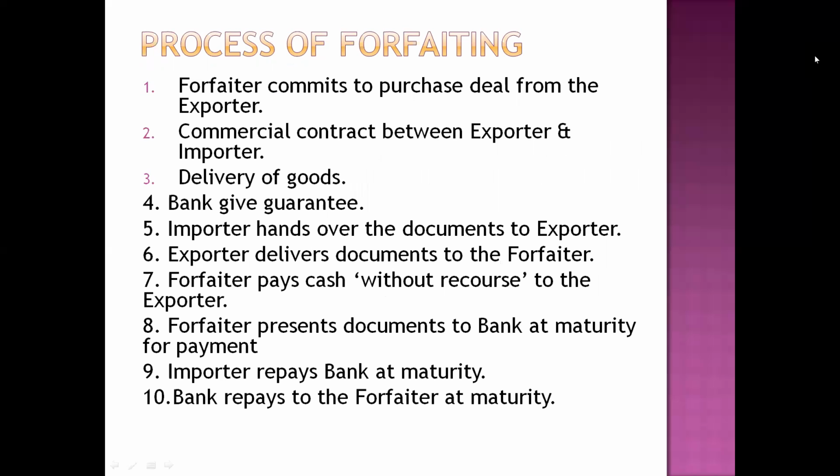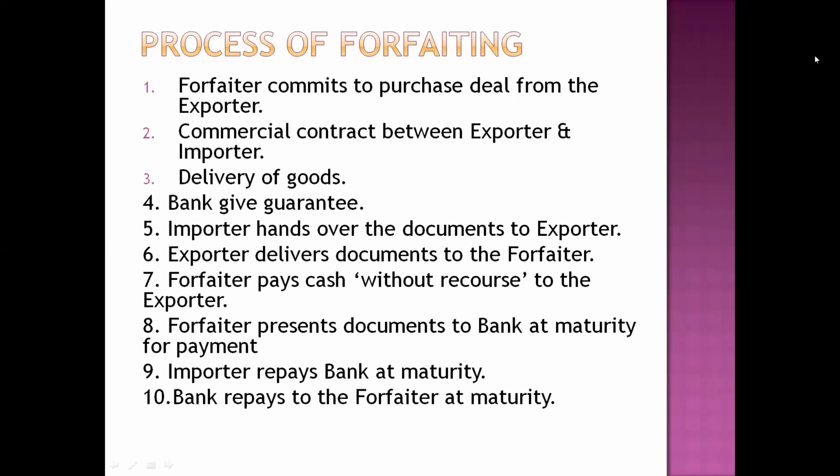Now let us understand what the steps involved in forfeiting are, like the steps we have already seen in factoring. The forfeiting steps remain the same. The forfeiter commits to purchase the deal from the exporter. Now the exporter is Patanjali, because he is exporting honey on a credit basis to the Nectar company.